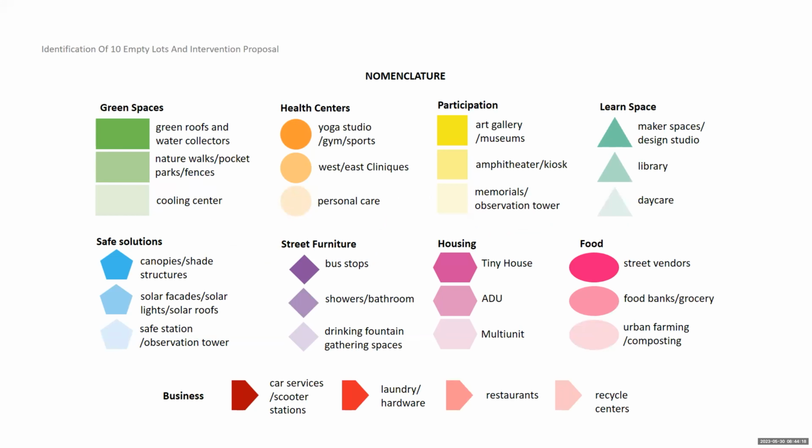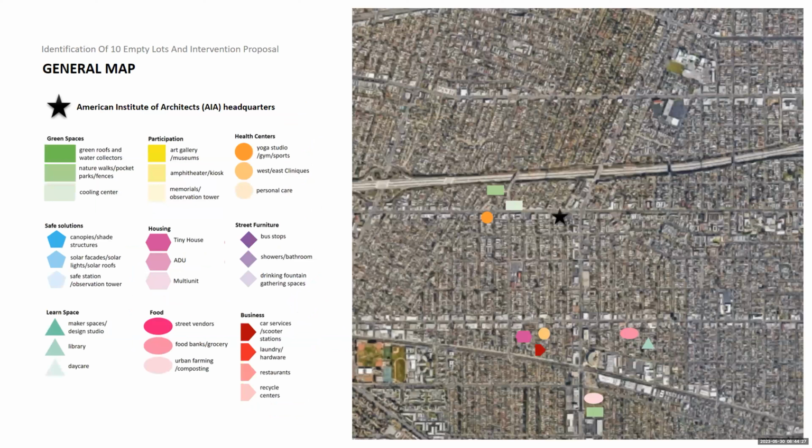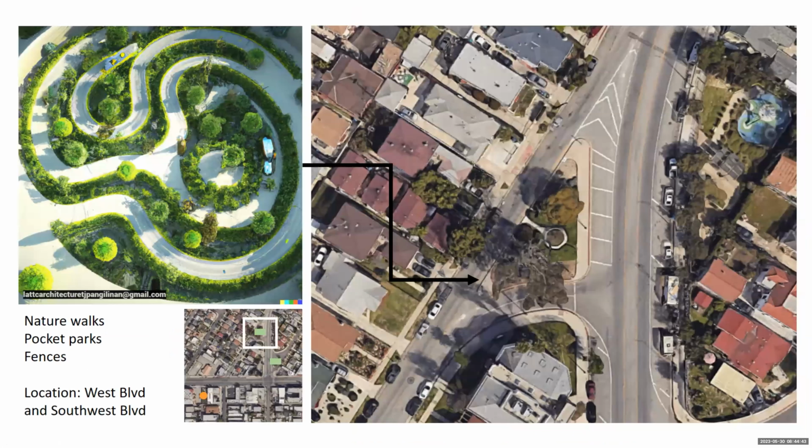This is all the nomenclature of all the spaces that we have. And here is the map. The star is where the AIA's headquarters is located, and all the empty lots that I chose. This is the first one.